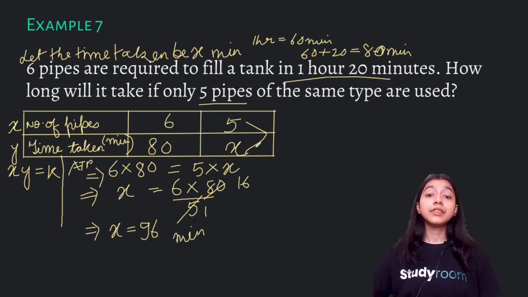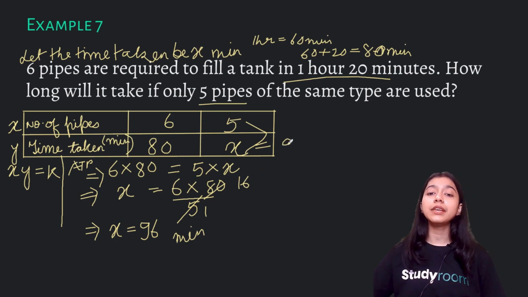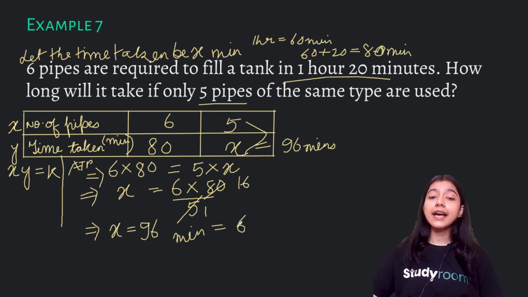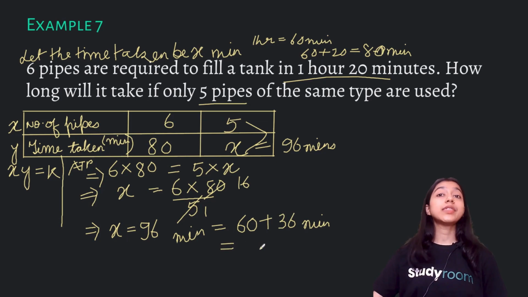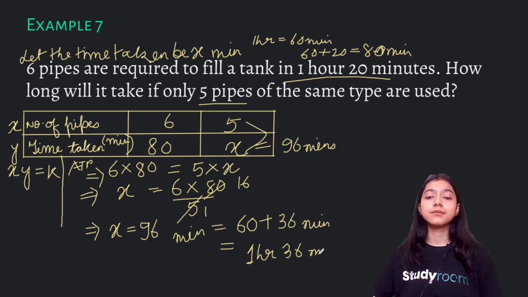So we can say that the time taken to fill the same tank when we have 5 pipes will be 96 minutes. Now let's convert this 96 minutes into hours and minutes. We know that 96 can be written as 60 plus 36 minutes. We all know that 60 minutes is equal to 1 hour. So it will be 1 hour and 36 minutes.